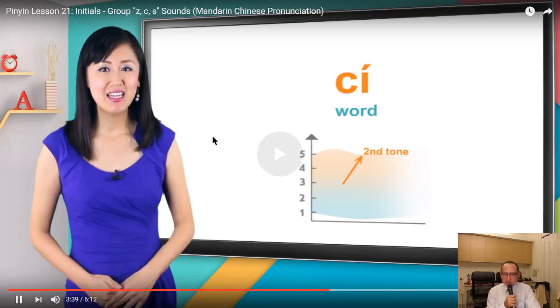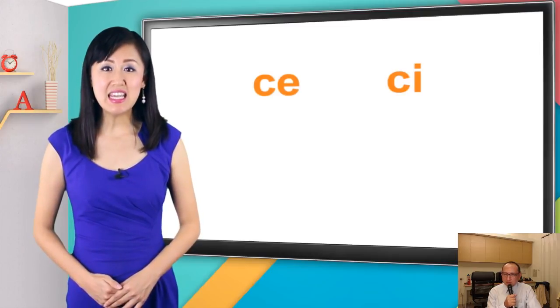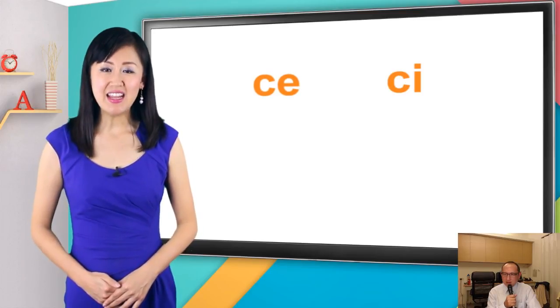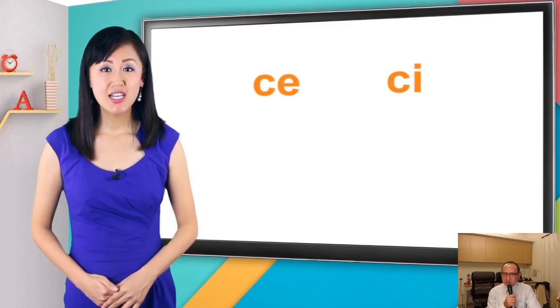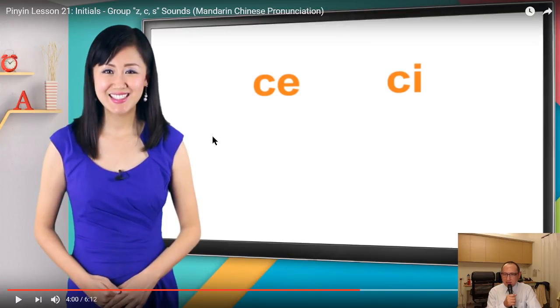Okay, let's go. 词. So let's compare CE and CI. CE is 车 with the sound. 车. CI is 词, and together, 车. 词. This I just has no sound, no use.